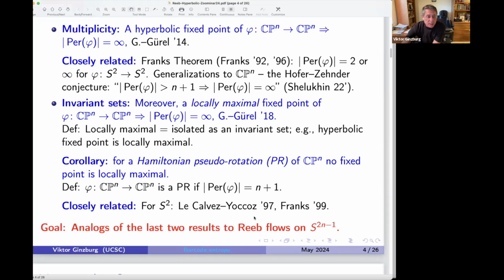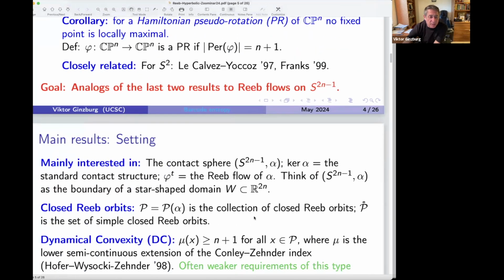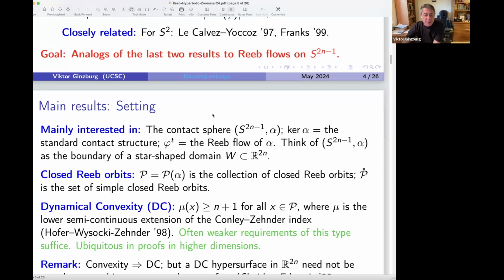All right, then let's see the results. So we are mainly interested in the standard contact sphere. And I want to think of it as a boundary of a star-shaped domain in R^2n. So here is a notation. We are going to look at the collection of closed Reeb orbits, and these are simple or uniterated orbits.